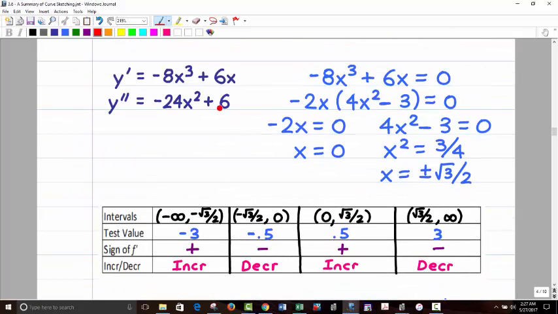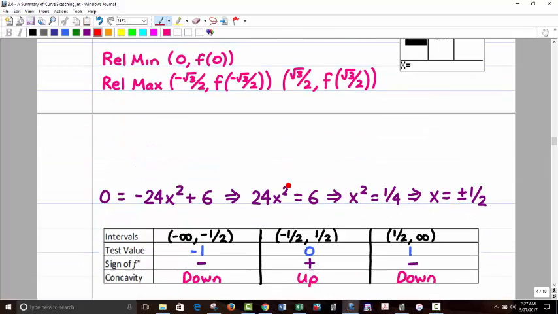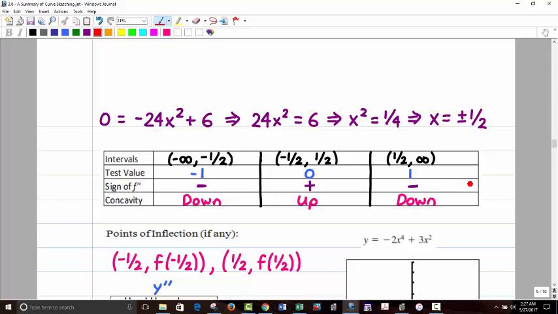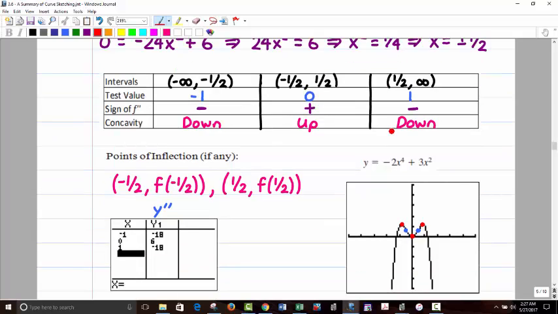So now here's the second derivative, so let's work with that. We set that equal to 0, and it's a pretty easy equation, x squared equals 1/4, as long as you realize plus and minus square root of 1/4, which will be plus and minus 1/2. So we have three intervals. Negative 1/2 right there, positive 1/2. Test values negative 1, 0, and 1. I got minus, plus, minus right here. Concave down, up, down.